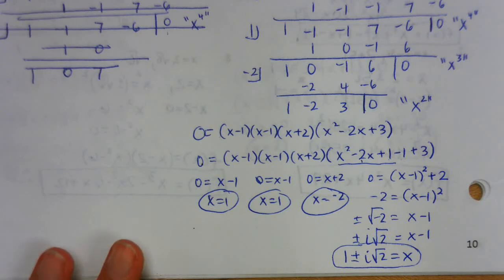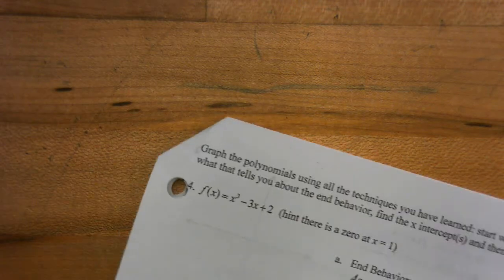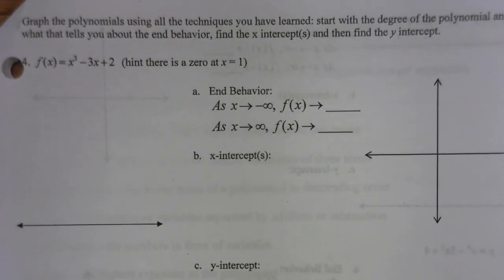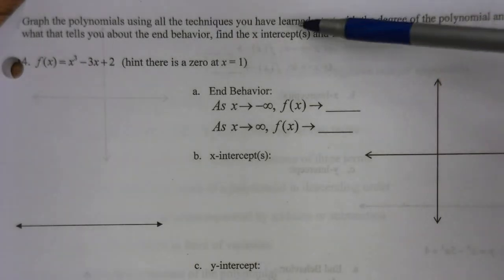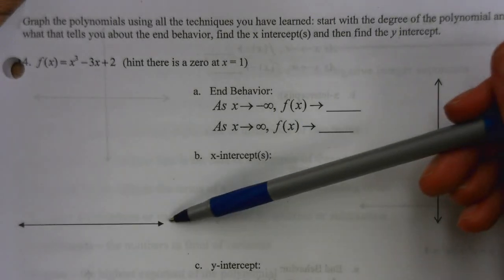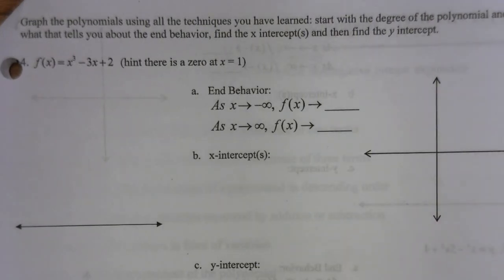So now that we've reviewed factoring and synthetic division and finding our zeros, when we turn the page to page 11, we are going to talk about graphing. So we're going to use the idea of finding our zeros to help us with our graphs. We have some guiding steps for you here. It says to graph the polynomial using techniques that you've learned in the past. So we're going to start with the degree of the polynomial and what that tells you about the end behavior. We're going to find the x-intercepts, and we're also going to find the y-intercept. You'll notice we also have a sign chart to help you out. So it's all set out there for you.